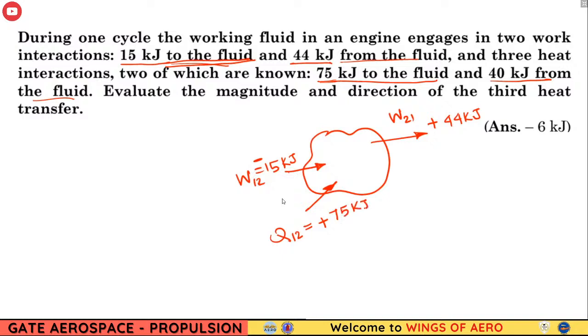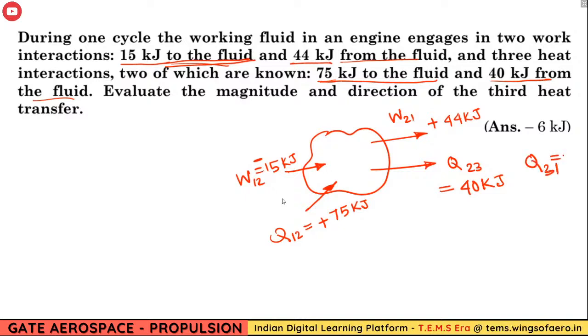75 kilojoule positive. Second one from the fluid. Again it is leaving. Q23 is our, what is that value? 40 kilojoule. Okay. Now we have to find the third one, that is Q31. We have to find out its magnitude and direction.